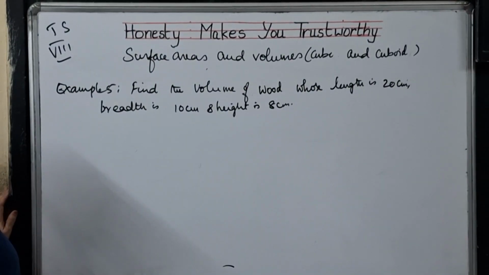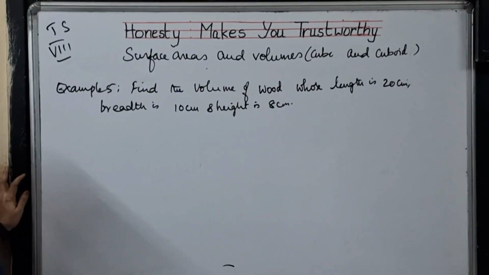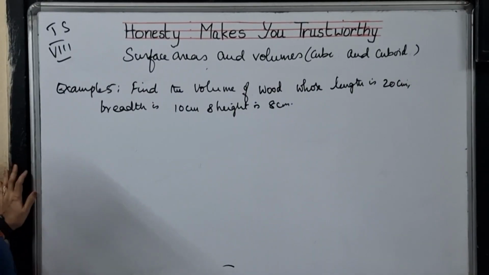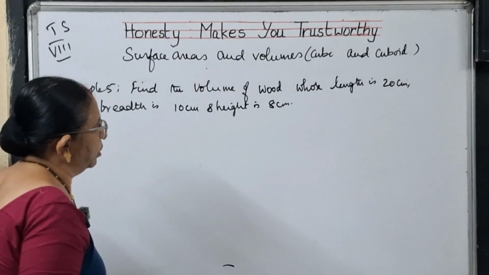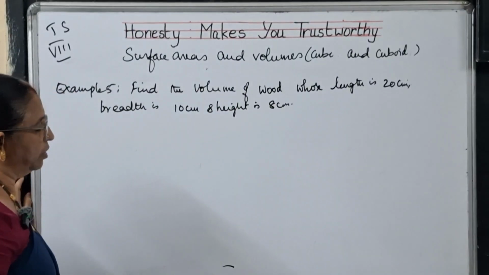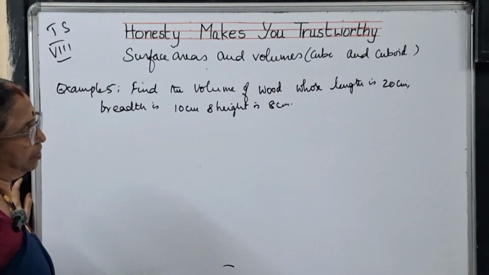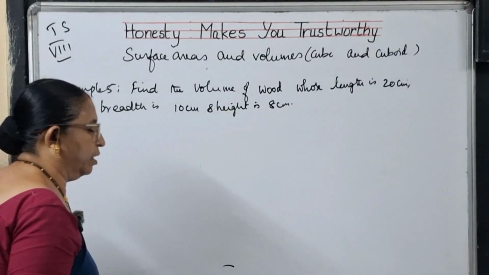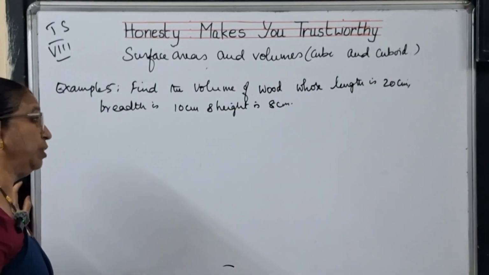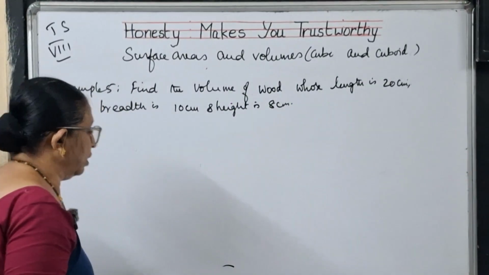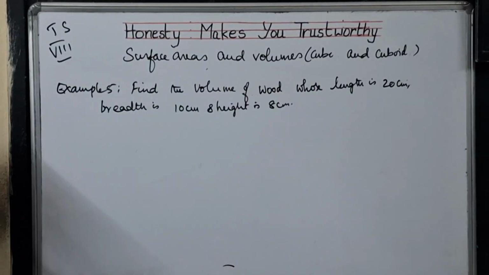Now I am dealing with 8th class maths, surface areas and volumes. I have given you the formulas for the total surface area and lateral surface area of a cube and cuboid, and also the formulas for the volume of the cube and cuboid. Now I am going directly to the problems.